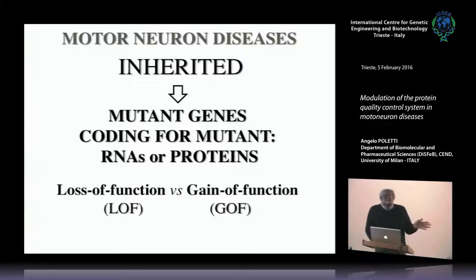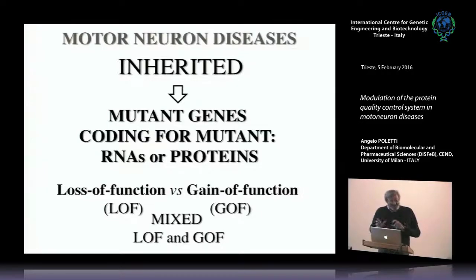But you can have a loss of function and a gain of function. We have motoneuron diseases that are clearly associated with loss of function, others that are clearly associated with gain of function. But the problem is that often we see a combination of gain and loss of function, and the gain of function may be the cause of the loss of function. This makes the picture quite complex when you try to understand what happens in motoneurons and how you can counteract the toxicity of a given protein in motoneurons.